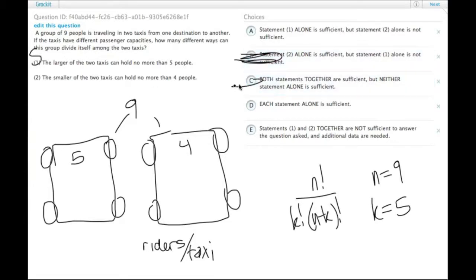We cross off B, C, and E. Statement 2 tells us the smaller of the 2 taxis can hold no more than 4. So let's just pretend we just found out that 4 go in the small taxi. The large taxi, though, we don't know how many go in here, and it makes a big difference.